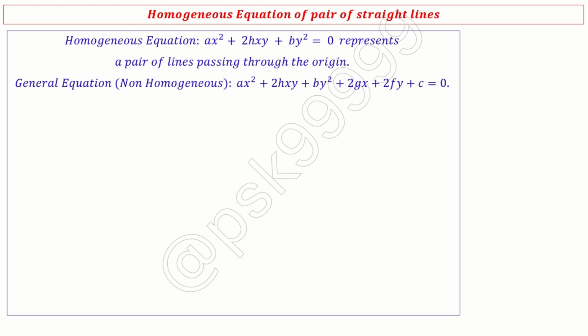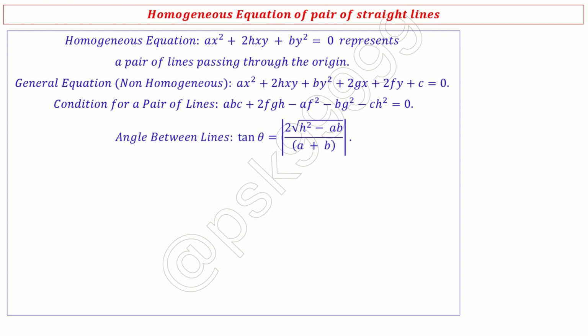This equation can be a pair of straight lines, it can be a hyperbola, it can be something else also. In this equation there is a condition: only if you meet that condition can you say that this is a pair of straight lines. The condition is abc plus 2fgh minus af square minus bg square minus ch square equal to 0. This is the condition you have to meet to say that this equation is a non-homogeneous equation of a pair of straight lines. How this condition comes, I will give you the determinant form also, very easy actually.